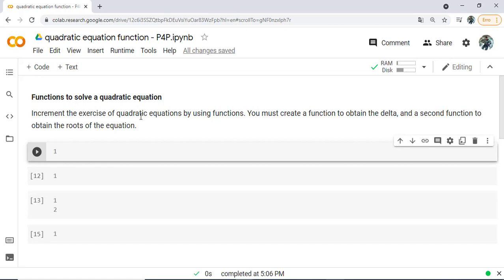So for this exercise we have to increment the exercise of quadratic equations in the chapter of conditionals by using functions. So we have to create two functions, a function to obtain the value of delta, and a second function to obtain the roots of the equation. So in this exercise of function we will explore the concept of nested functions, where the output of one function is the input of another function.